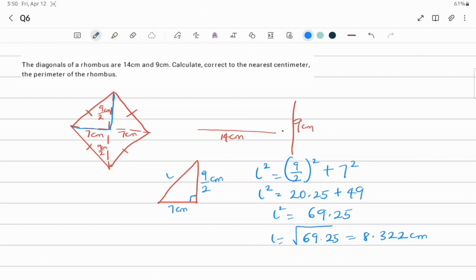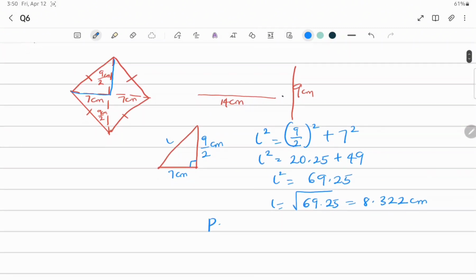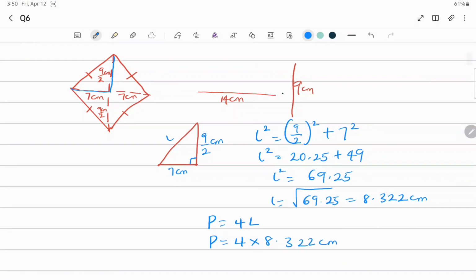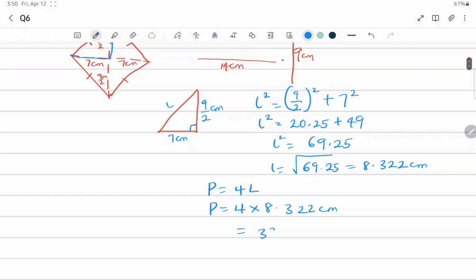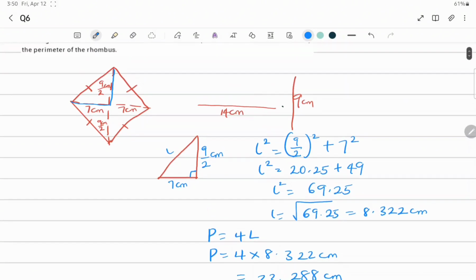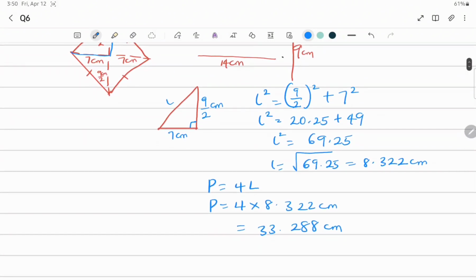But I'm asked to calculate the perimeter. And of course, the perimeter is the sum of all the lengths. And since they are equal, the perimeter is 4L, just like that of a square. So that means the perimeter is 4 multiplied by 8.322 centimeters, which is equal to 33.288 centimeters. And I'm asked to give my answer correct to the nearest centimeter. That means the perimeter is equal to 33 centimeters to the nearest centimeter.